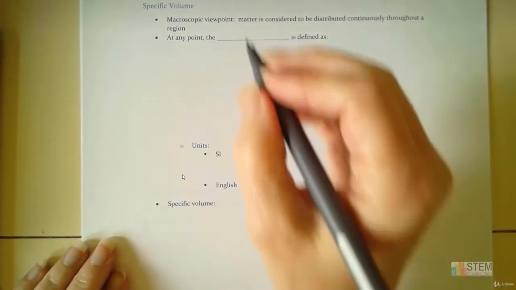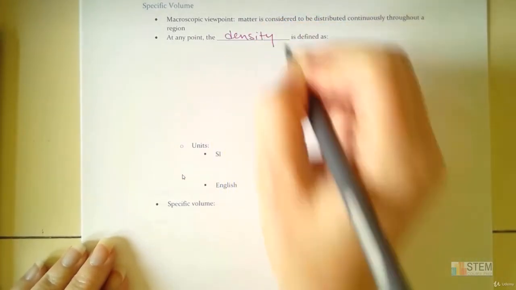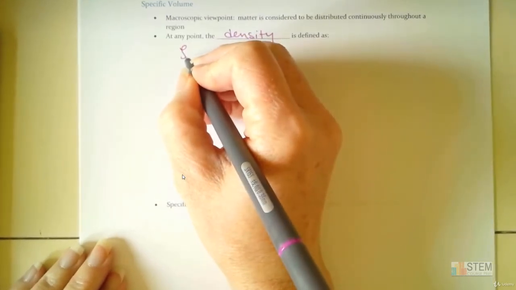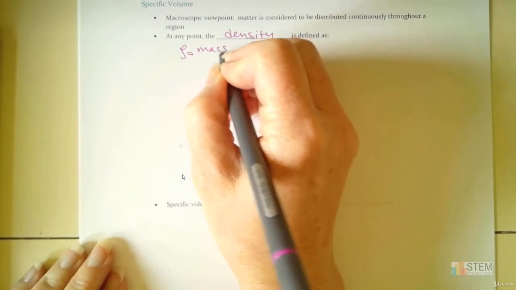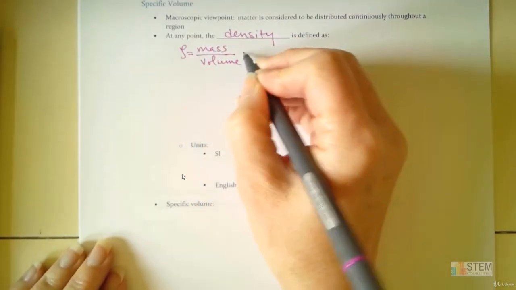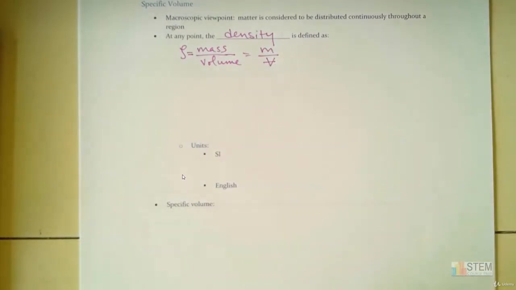Now at any point the density is going to be defined as rho. Rho is going to be our symbol. So rho is going to be the mass per volume. Now for symbols we're going to have m over this capital V with a bar through it. That's how I'm going to denote volume. Now you guys might want to denote it a different way, but that's how I'm going to denote it.